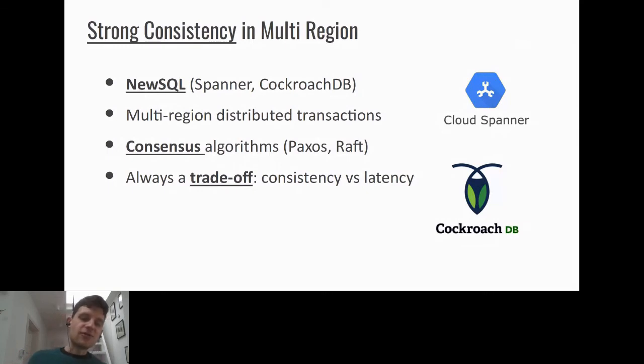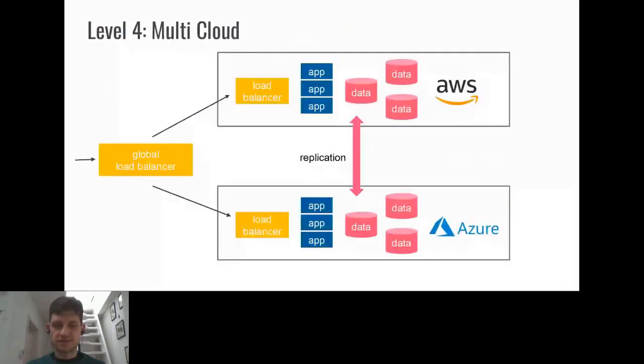Okay, let's move on. We went from multi-region to multi-cloud. Multi-cloud means that if one cloud provider is down, your system is still available. So this will be the diagram. We go to the global load balancer, which load balances the traffic across multiple cloud providers. Basically, in each cloud provider, you have the same system, and the replication, obviously, between them.